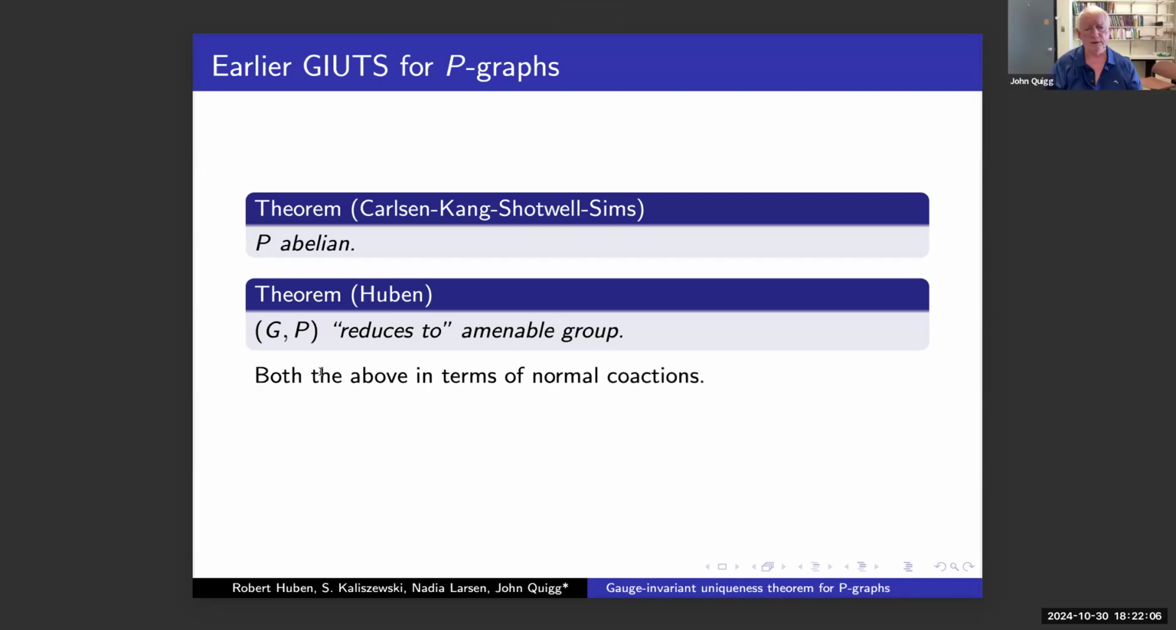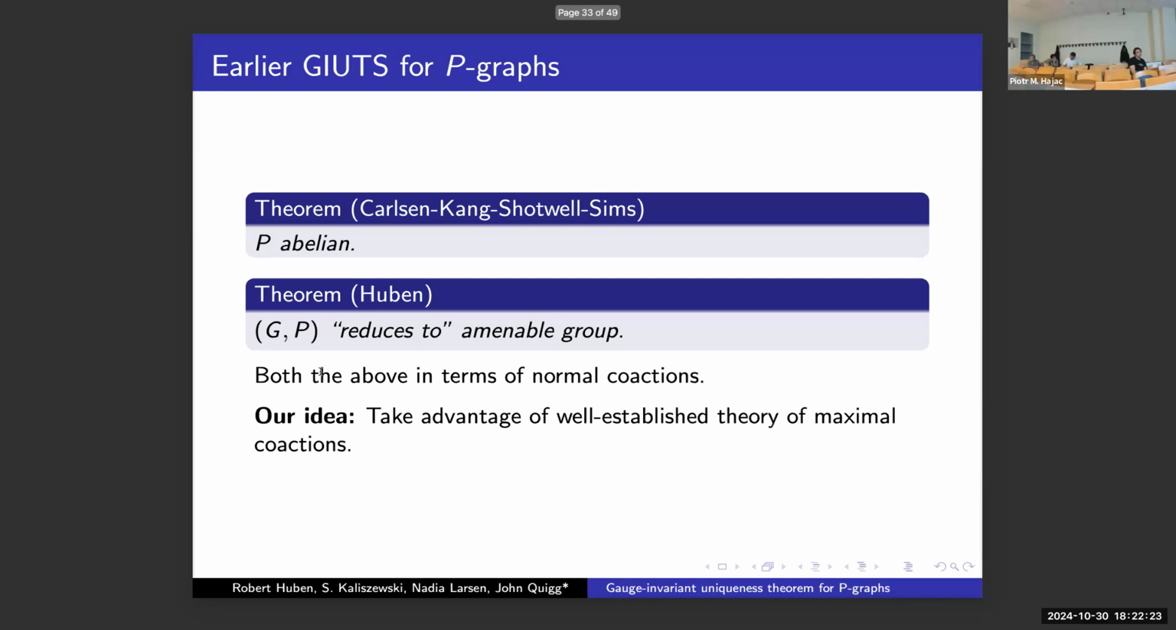So again, both of the above are in terms of normal coactions. Once you have an amenable group, every coaction is normal, and you can represent things on Hilbert spaces. So our idea was just to take advantage of the well-established theory of maximal coactions.